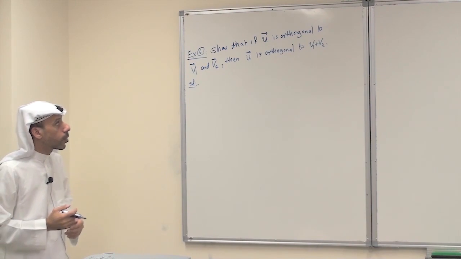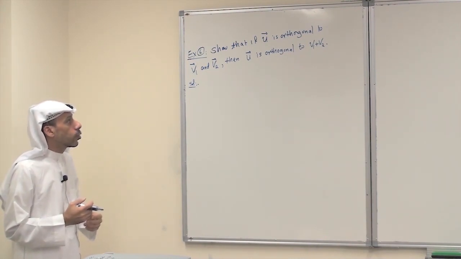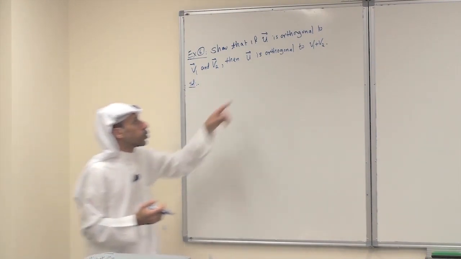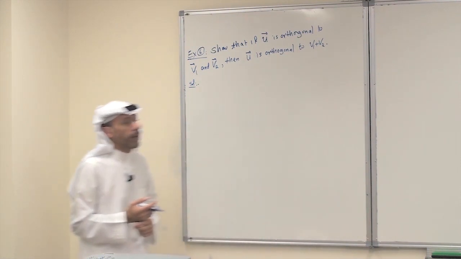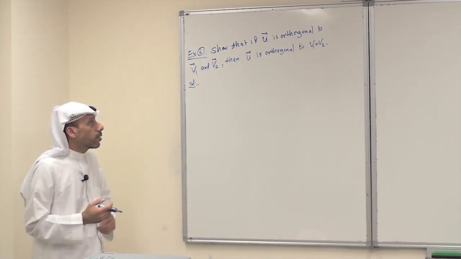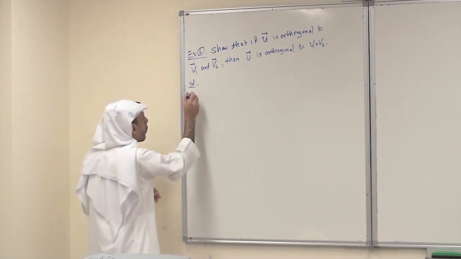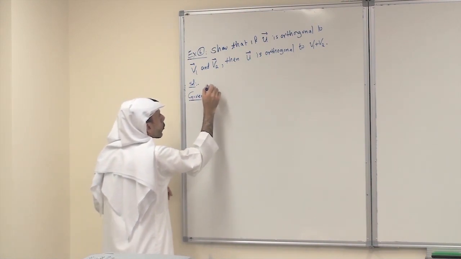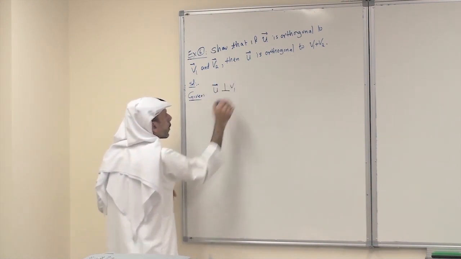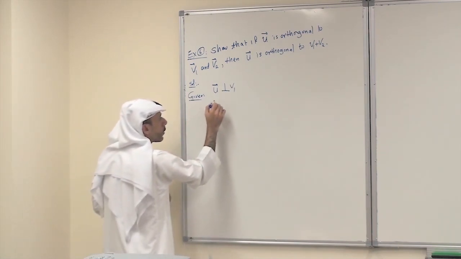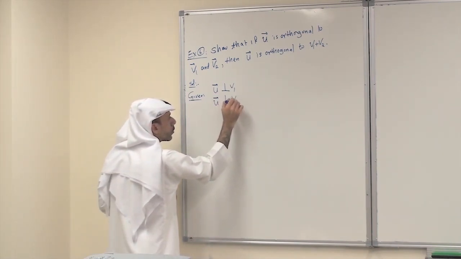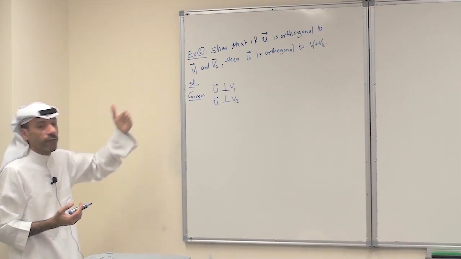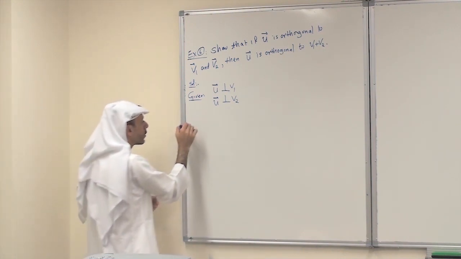We consider now the following problem. Show that if the vector U is orthogonal to the vectors V1 and V2, then the vector U is also orthogonal to the sum of V1 and V2. So let's see what is given here. Given: U is orthogonal to V1, and U is orthogonal to V2. So these are the given information. What is wanted here?